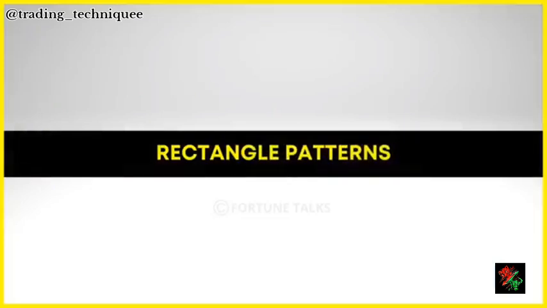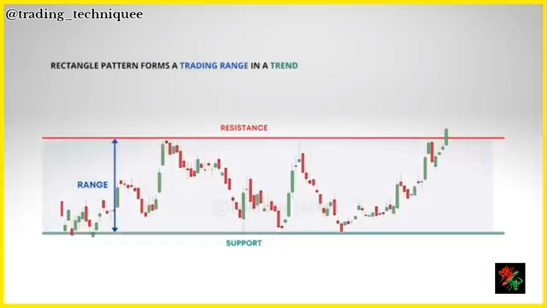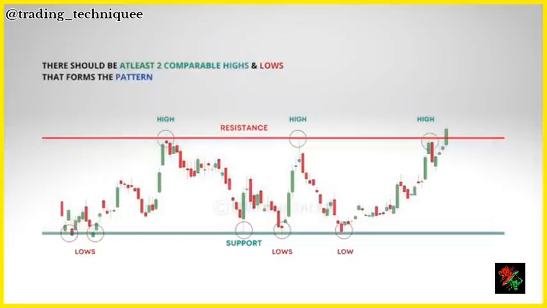Now moving to our fourth category of patterns, the rectangle patterns. The rectangle formation is a classical chart pattern established by horizontal lines which represent the important support and resistance. Now this is a continuation pattern that forms a trading range during a pause in the current market trend. It is quite easy to identify the pattern because it has at least two comparable highs and two comparable lows.